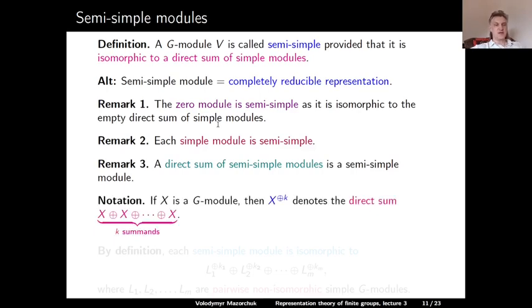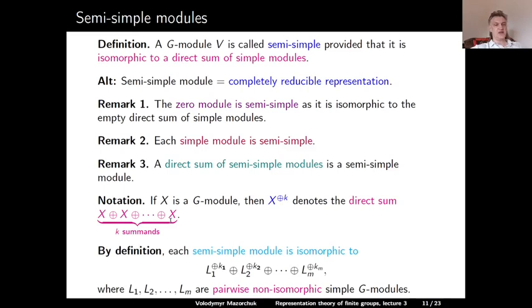So here is a small notation. If X is a G module, then X to the power direct sum K denotes the direct sum of K copies of X. So directly from the definition, we have that each semi-simple module is isomorphic to the direct sum L1 to the power direct sum K1 plus L2 to the power direct sum K2 plus and so on, plus Lm to the power direct sum Km, where L1, L2, and so on Lm are pairwise non-isomorphic simple G modules.